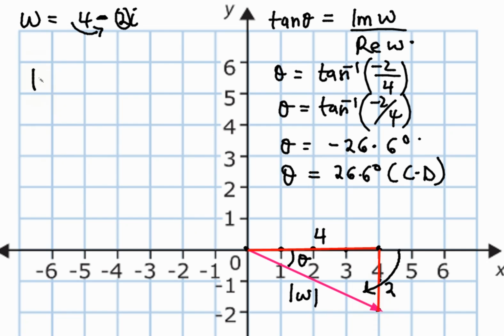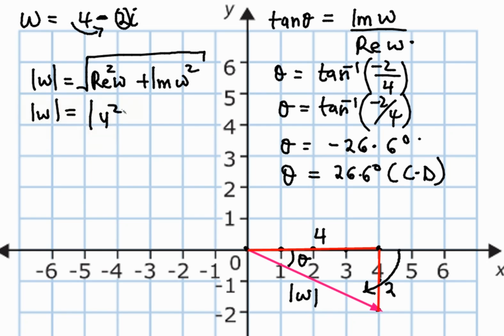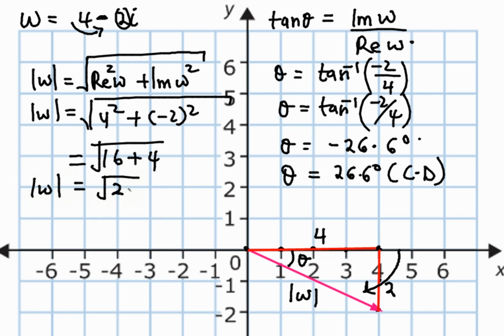Let's obtain the size of w. We say that the size of w is equal to the square root of the real part of w squared plus the imaginary part of w squared. So the size of w is equal to, the real part is 4, we square it, and the imaginary part is -2, we square that one. So 4 squared, that is 16, and -2 squared, that is 4, and a root. So the size of w is equal to the square root of 20. We use our calculators and we get the value of the square root of 20, which is equal to 4.4721 units.